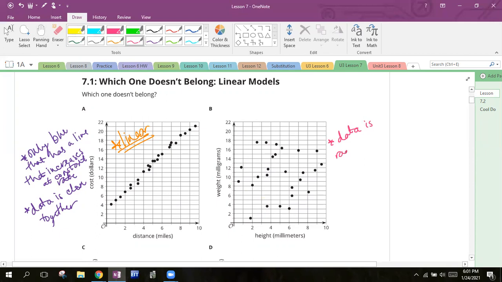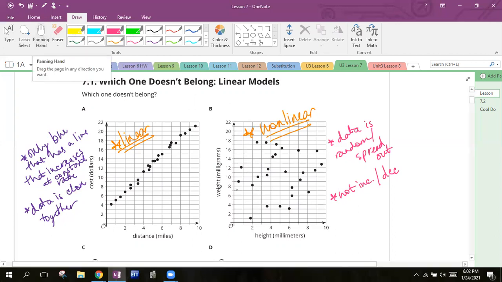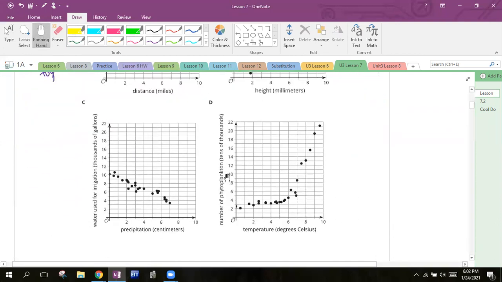All right, so B, this one the data is random, spread out, however you worded it like that. It doesn't look like it's increasing or decreasing. Okay, so this is what we would call non-linear. Okay, it doesn't form a line, so that makes sense, right? Linear means it forms a line, non-linear doesn't look like it forms any line. Okay, so make sure you have something like that down for it.